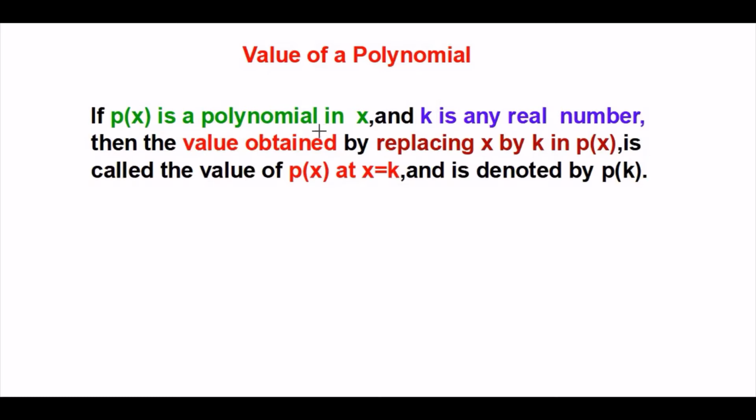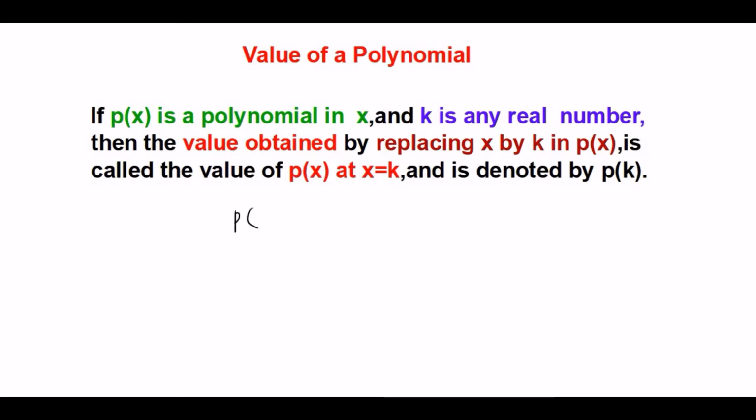If p of x is a polynomial in x and k is any real number, then the value obtained for this p of x when you replace this x by k is called the value of that polynomial at x is equal to k. So let's check with an example.